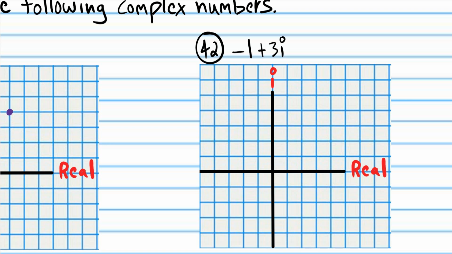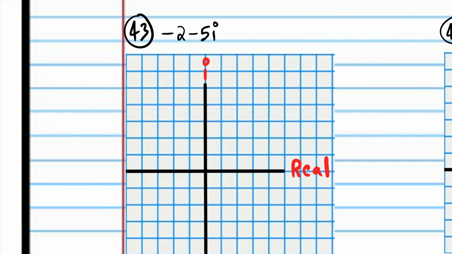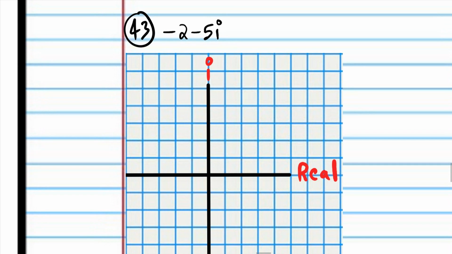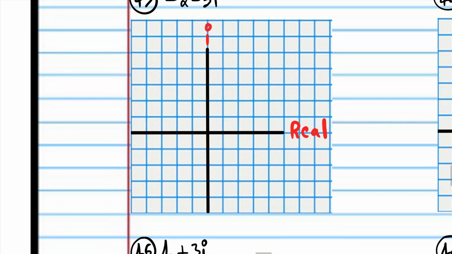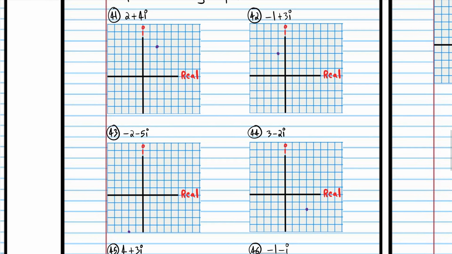So here we have -1. We're going to go to the left and then 3 up. So it's just like graphing the way that we learned in pre-algebra. Here we have -2. We're going to go to the left 2, but then we're going to go down 5 because we have a -5. So 1, 2, 3, 4, 5. And here we have +3, so we're going to go 1, 2, 3 units to the right, and then -2, so we're going to go down. And so as you can see, this is really easy.